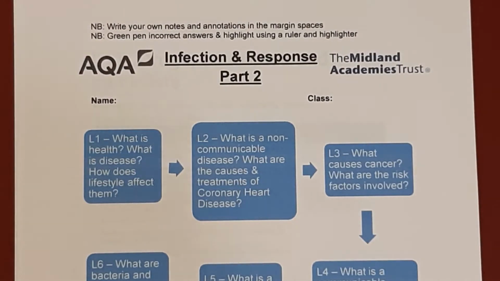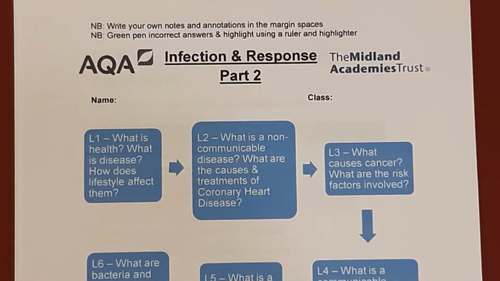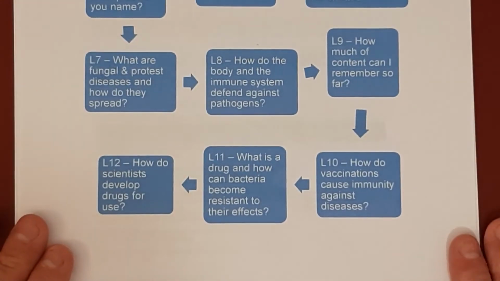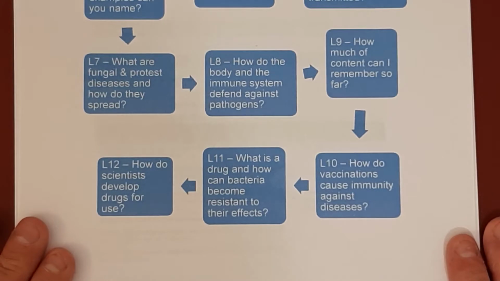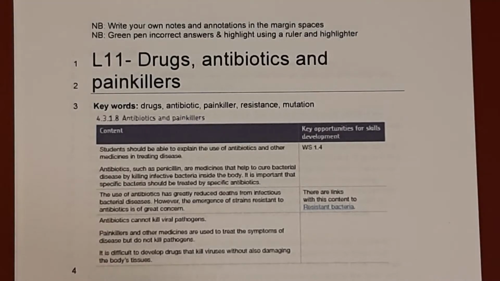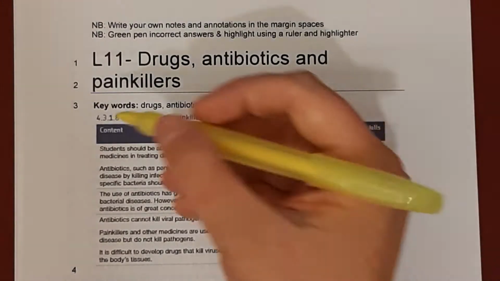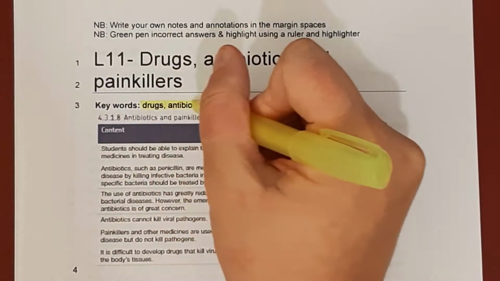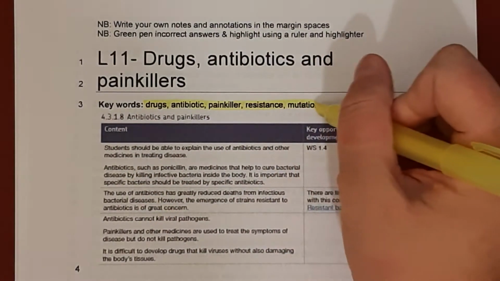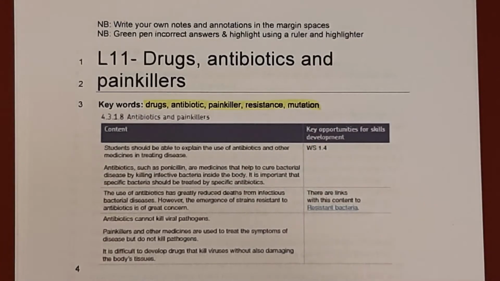I'm Mrs. Castanera and we are on lesson 11. What is a drug and how can bacteria become resistant to their effects? Today's lesson title is Drugs, Antibiotics and Painkillers. Our key words are drugs, antibiotics, painkiller, resistance and mutation. You'll need to learn what these words mean either at the end of the lesson or during the lesson.